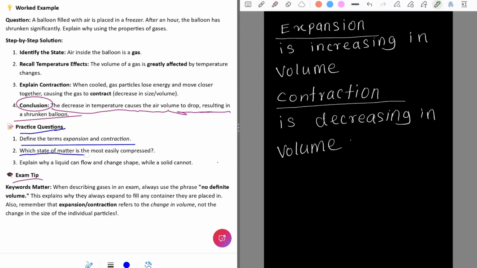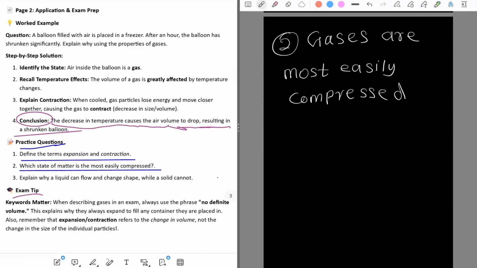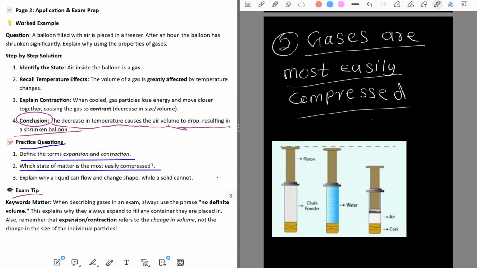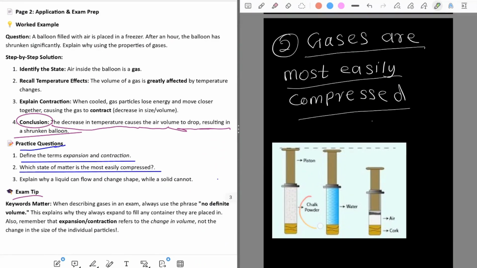Which state of matter is the most easily compressed? Since the density of gases is very low, gases are most easily compressed. For example, first look at the syringe filled with chalk powder. When I push the plunger, it doesn't move much. That's because chalk particles are already tightly packed with very little space between them. So chalk powder cannot be compressed.